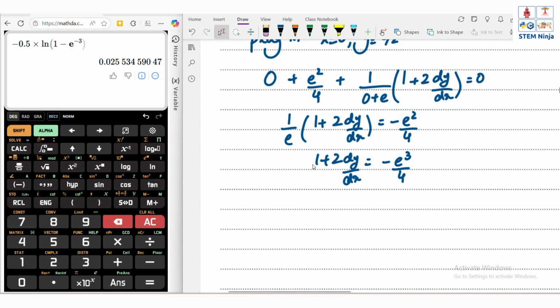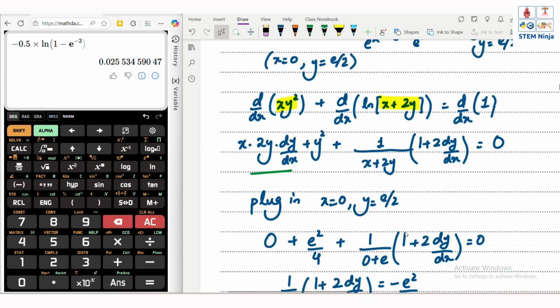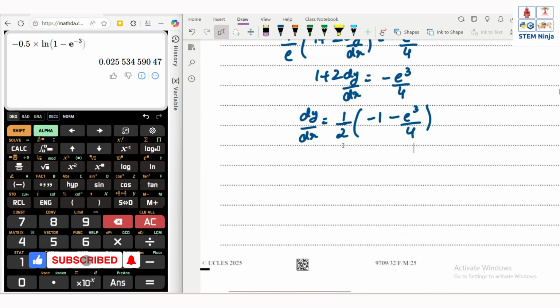Now we take 1 on the other side and finally divide by 2. So 1 over 2 minus 1 minus e cubed over 4. Since they haven't specified what form we should leave it in, let's do the exact form. Both terms are negative, so we can bring the minus out. Furthermore, we can take a common denominator inside the bracket.